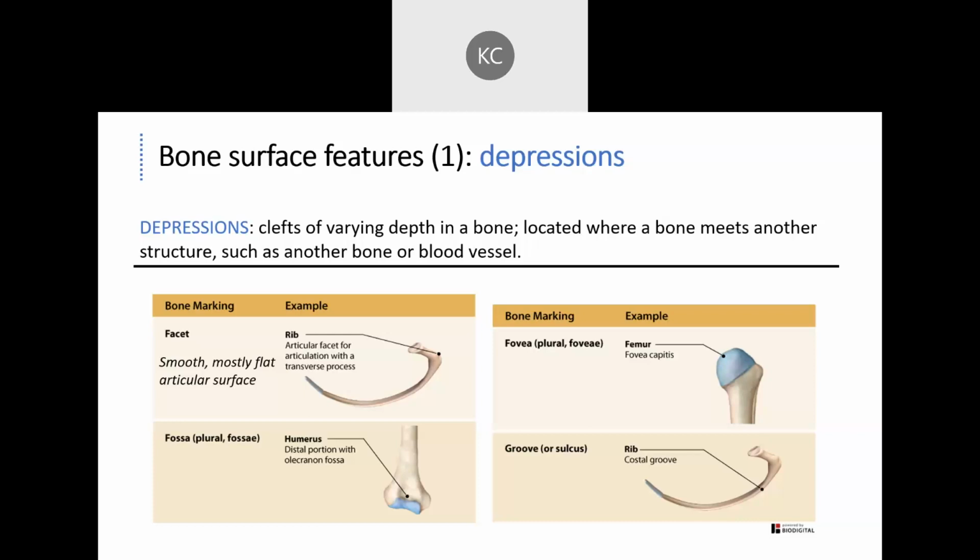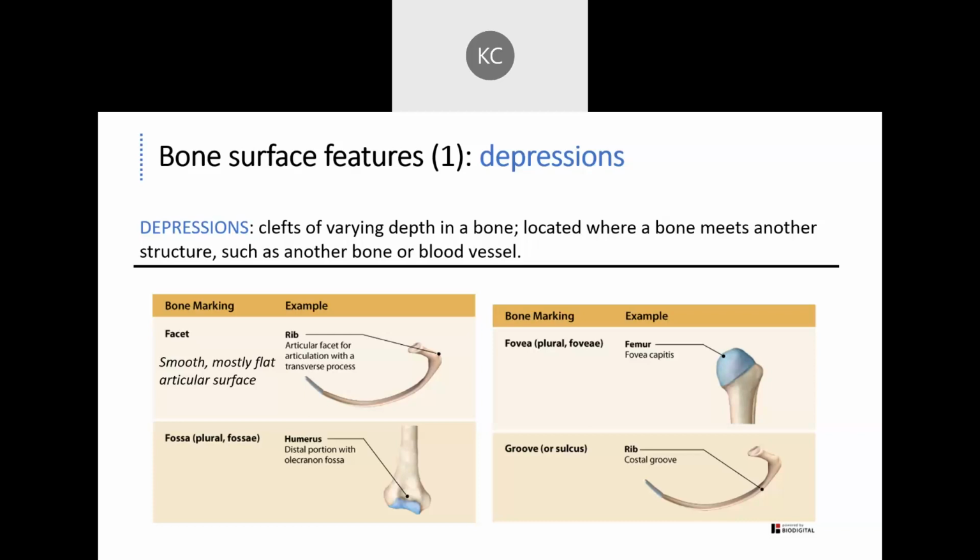All right. So the first class of markings are going to be depressions. We're going to look at depressions, we're going to look at openings, and then we're going to look at some actual projections, some actual points on bones. All right. So first looking at depressions. Depressions in general are going to be somewhere where there's an increase in the depth of the bone. So the bone kind of goes down into itself a little bit.